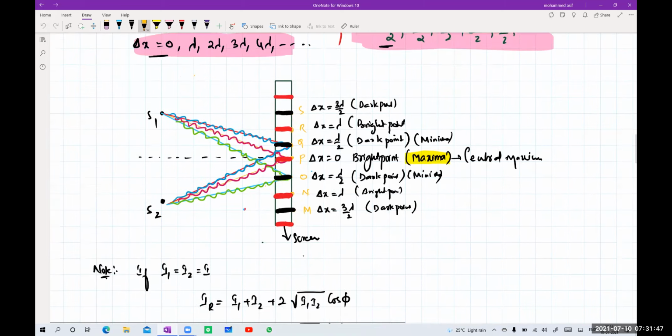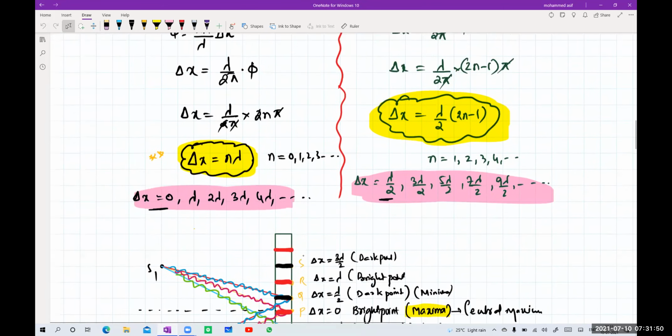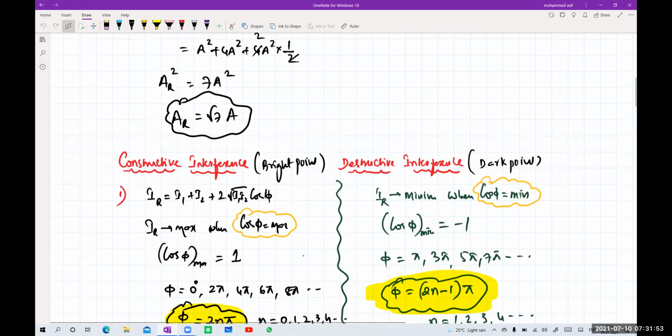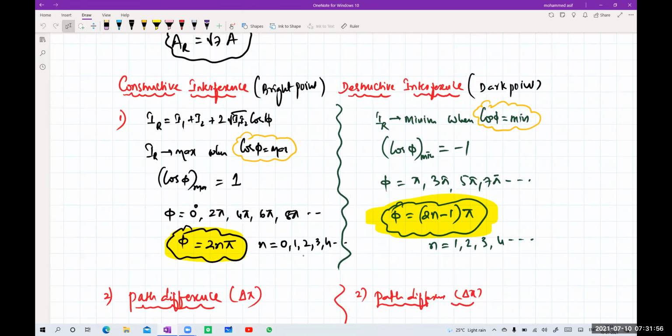Sir, can you explain the previous calculation again? Now see, in constructive interference this formula you already know: I_R equals I1 plus I2 plus 2 under root of I1 into I2 into cos phi. Now I need this value to be maxima. For this value to be maxima, cos phi should be maximum. What is the maximum value of cos theta? Plus 1. So when do we get plus 1? When I keep phi value 0, cos 0 is 1, cos 360 degrees is 1, cos 4 pi is 1. Going on like that, the general angle phi is equal to 2n into pi, if I take n equal to 0, 1, 2, 3. These are the angles at which you are getting constructive interference.